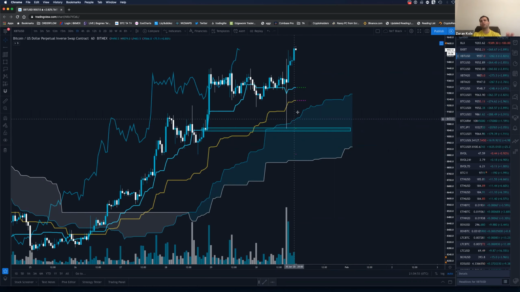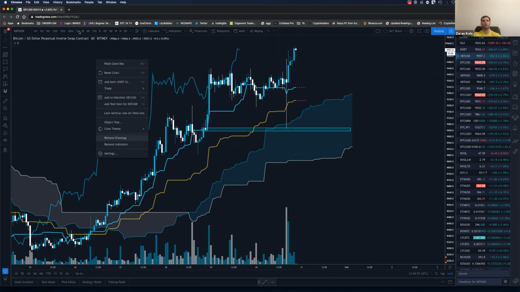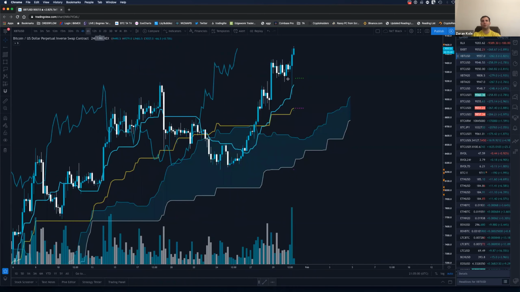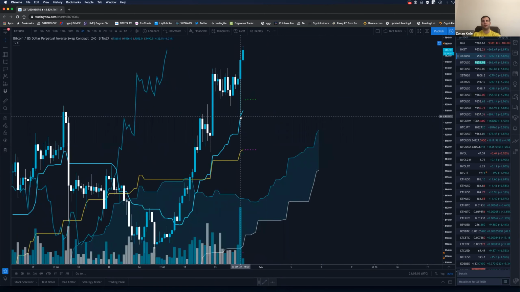But again, I don't really use Ichimoku on a 1 hour time frame. I think the lowest time frame you want to use it on is probably the 4 or 6 hour, because even here we would have caught a nice entry at 91.00 on the Tenkan.